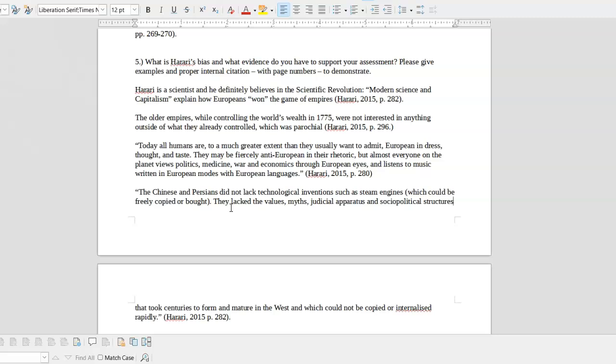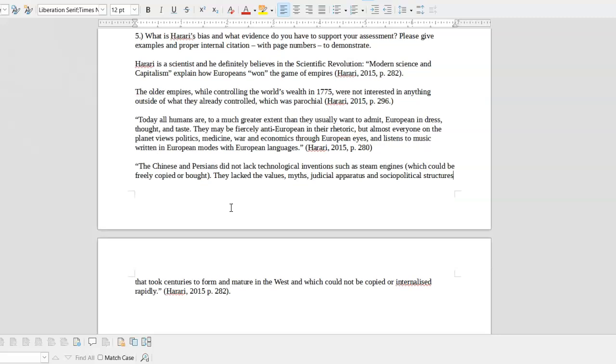The older empires, while controlling the world's wealth in 1775, were not interested in anything outside of what they already controlled. So their view of the world was basically parochial, which Harari had said in the earlier sections we talked about. Today, all humans are, to a much greater extent than they usually want to admit, European in dress, thought, and taste. They may be fiercely anti-European in their rhetoric, but almost everyone on the planet views politics, medicine, war, and economics through European eyes and listens to music written in European modes with European languages. This is his cultural assessment of how the West has won.